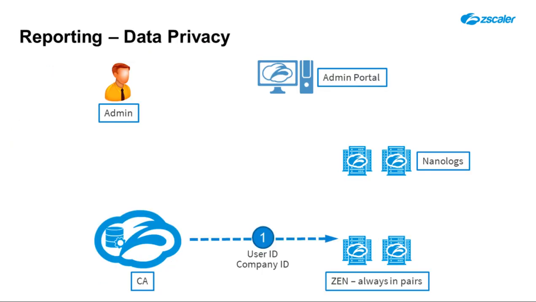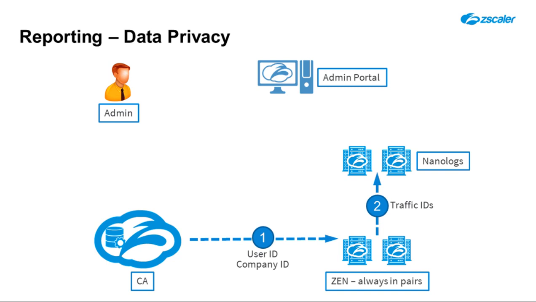Here is a little more detail on logging and reporting. Zscaler natively offers a reporting architecture which complies with even the most restrictive privacy policies, such as those in effect in the European Union. Let's go through the data storing process and detail how it ensures privacy and security. 1. The central authority only communicates with the Zen using a user and company ID, which is a binary string and is completely meaningless to any device but the CA itself.